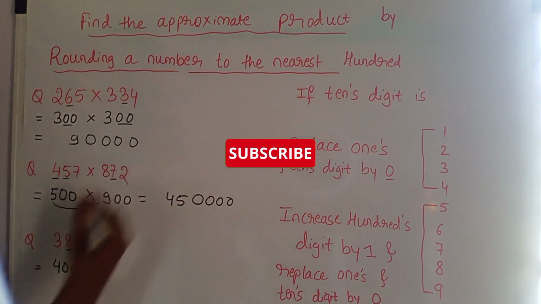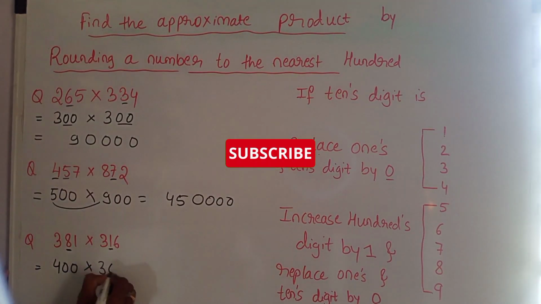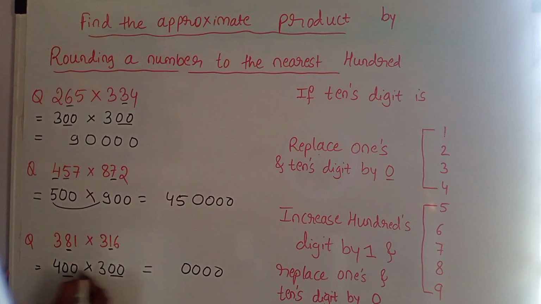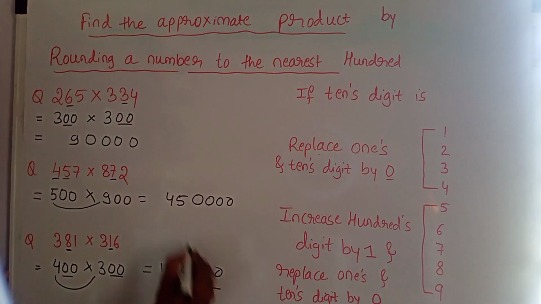Check tens place here 1. It is less than 5. Therefore, keep as it is 3 and remaining as 0. 300. As 4 zeros are here, write 4 zeros. Multiply 4 with 3. You will get 4 3s are 12, that is 1,20,000 is the answer for this question.